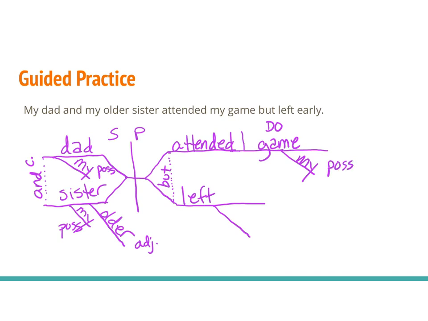Okay. And they left early. Left is still an action verb. Early tells me when they left. So I'm going to go ahead and put early there. Early is connected to the word left, the verb left. So therefore, early is an adverb. And that's how you diagram a simple sentence that has a compound subject and a compound predicate.